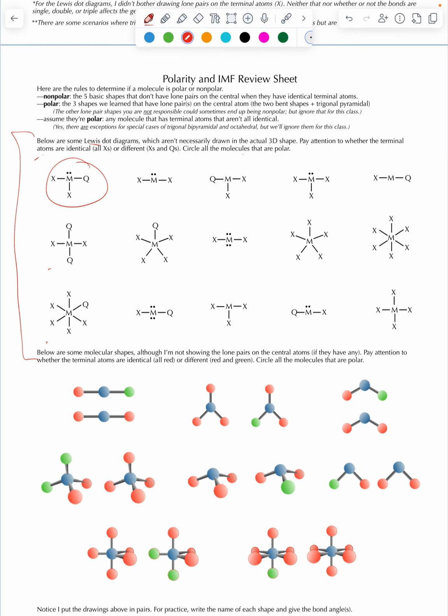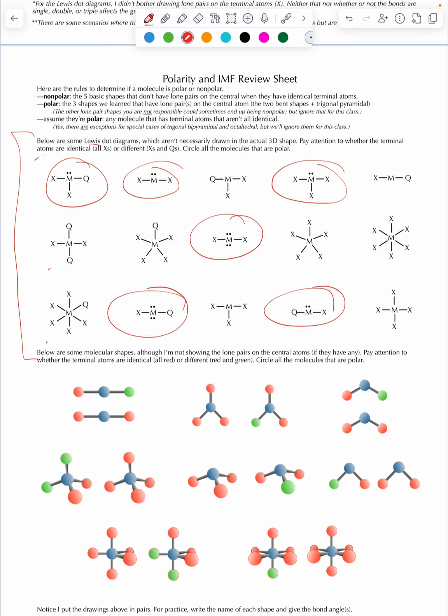So let's go ahead and do all those that are polar based on that rule. For our class, if it has a lone pair on the central atom, it's polar. There's polar. There's polar. There's polar. See how easy that is? Okay, maybe I'll cross out the ones that are automatically nonpolar. So those are our shapes that don't have lone pairs on the central atom, that have identical terminal atoms. So where are we at? Right there. No lone pairs, identical terminal atoms. Not polar. Not polar. Not polar.